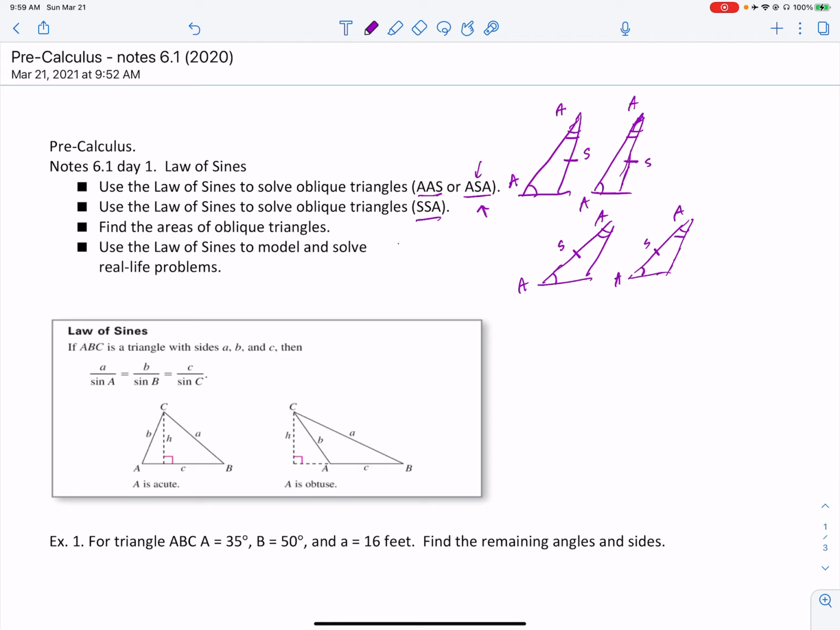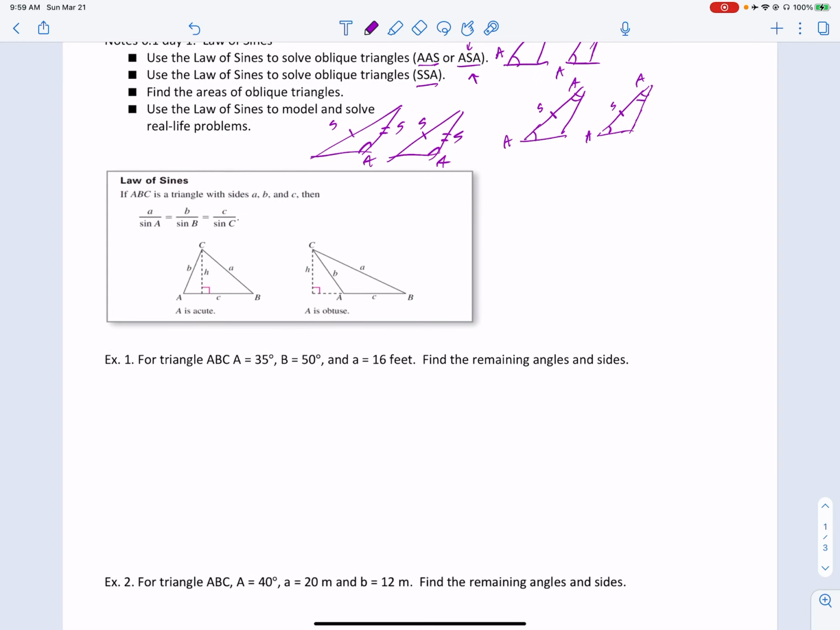Side, side, angle, again, is just going to be that you have sides congruent, a side congruent, and then a non-included angle. So say these angles are congruent. So side, side, and then angle. Side, side, and then angle. Anyway, those are some of those setups.